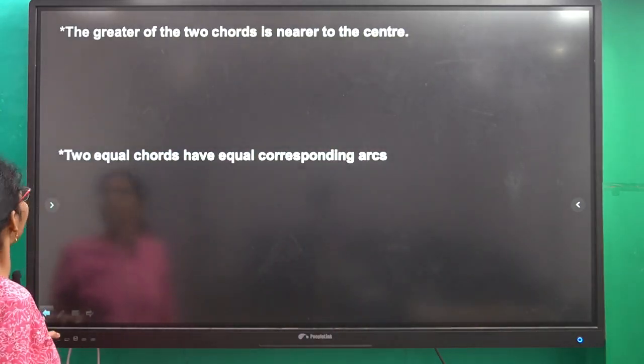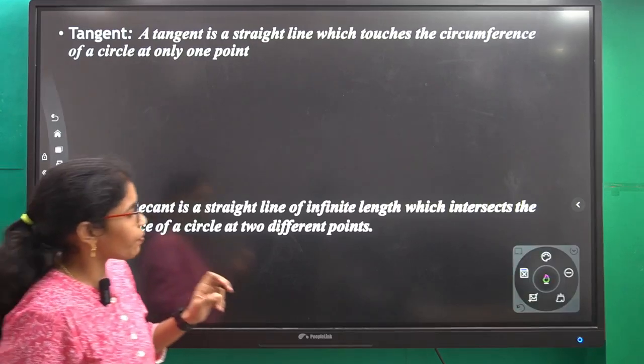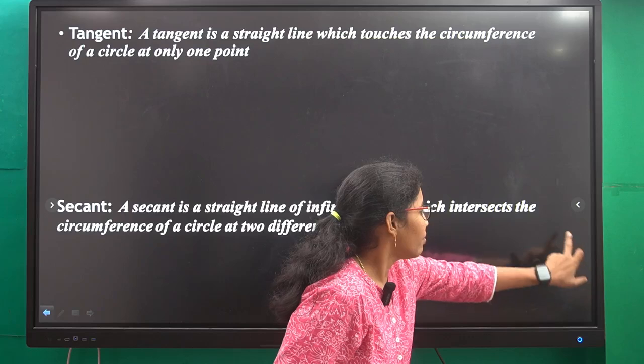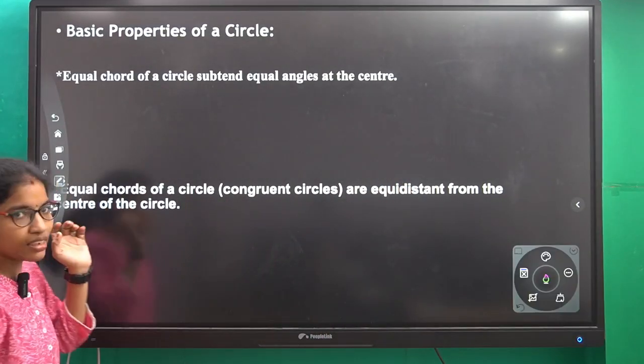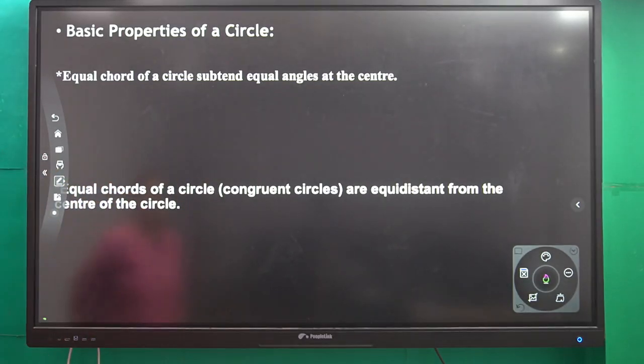So these are some terms regarding the circle. Now we will see some properties of the circle. Already we have seen some basic properties for the triangles also, right? Now we will see them with the circles.